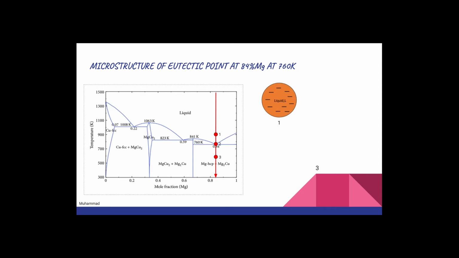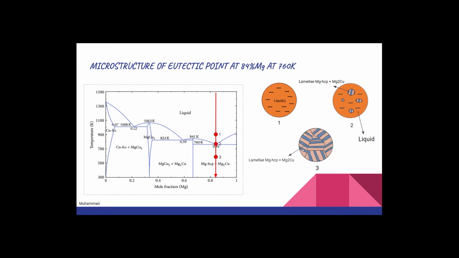At point 1, the microstructure is filled with liquid L. Upon reaching the solidus line at point 2, you can start to see that the lamella of Mg HCP plus Mg2Cu starts to form, but the majority of the microstructure is still filled with liquid. And finally, at point 3, the microstructure is filled with lamella Mg HCP plus Mg2Cu.